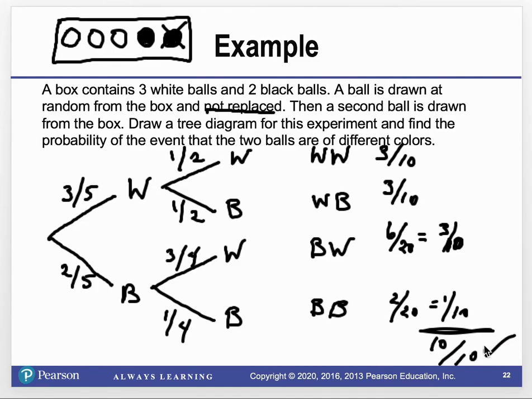Perfect. Now, the question is, find the probability that the 2 balls are different color. That's this one and this one, right? So 3/10 plus 3/10, 6/10, or 3/5. The probability you're going to get 2 balls of different colors under those conditions is 3 out of 5.